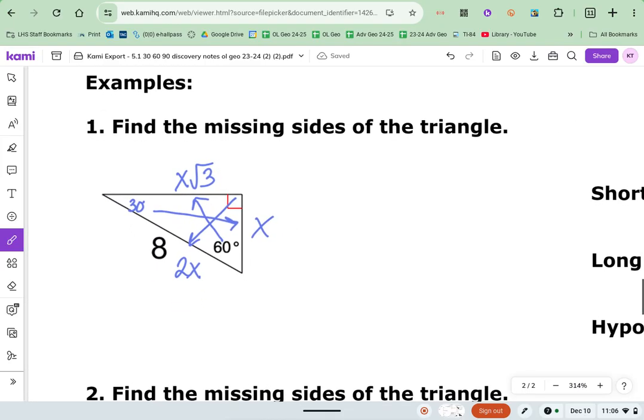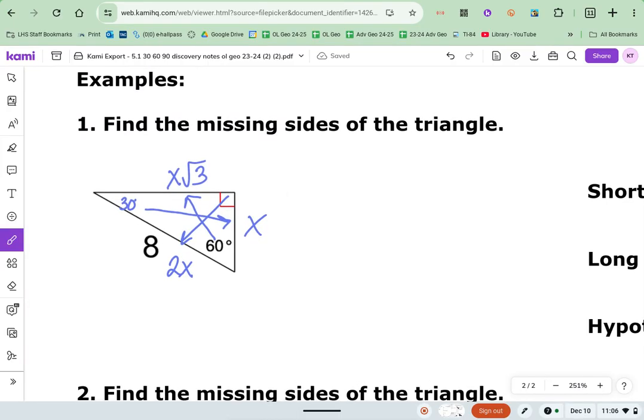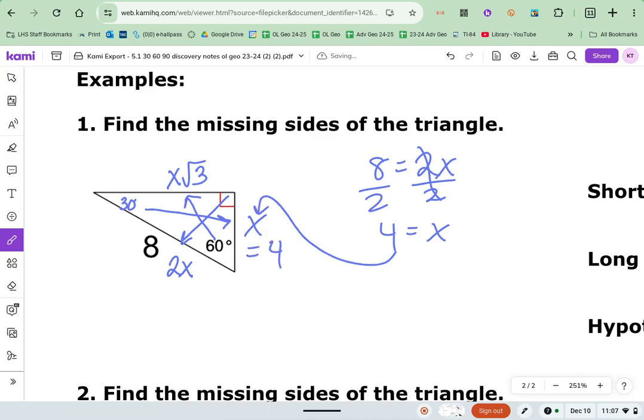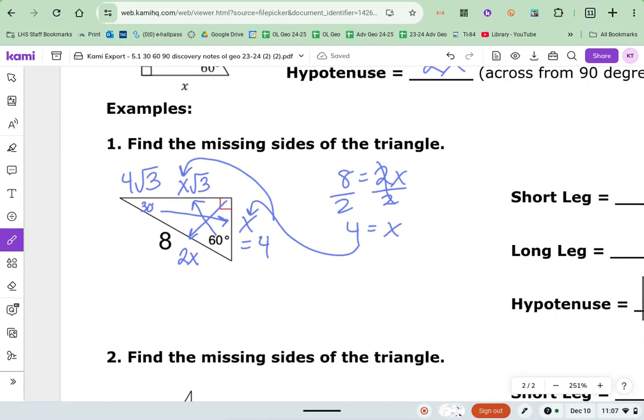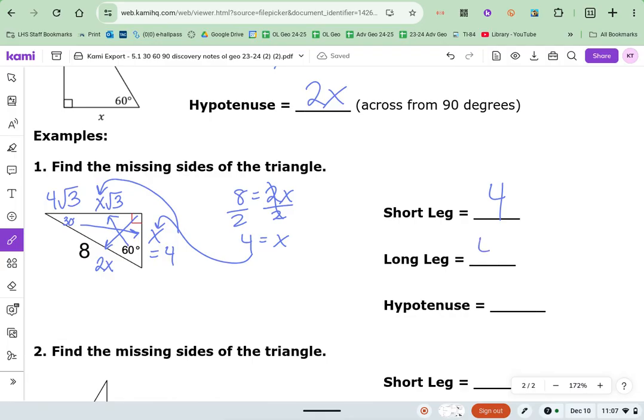So the goal is to solve for x, and then once we solve for x, we're just going to plug in. So 8 is equal to 2x because 8 was on the 2x side. Divide by 2 on both sides to get that x is 4. And so now we can just plug in because we know that 4 is equal to x. So that means that the short leg is 4. And I can also plug in a 4 for the x on the top leg, or the long leg, so 4 root 3. So my short leg was 4, long leg 4 root 3, hypotenuse 8.